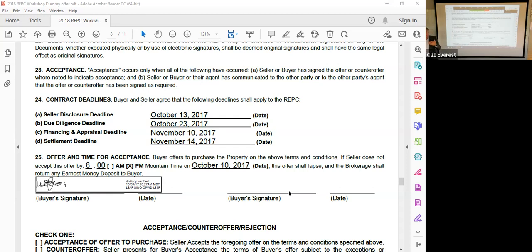But remember I said I always call and talk to the listing agent? If I called and talked to the listing agent, one of the other questions I always ask them is, how much time do you need? I know we're on section 24, but section 25 is how much time you're going to give them to respond or to accept.